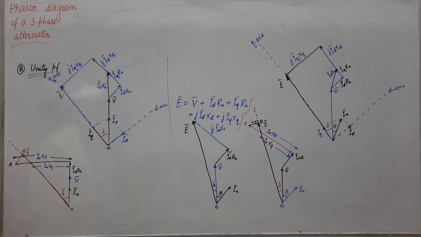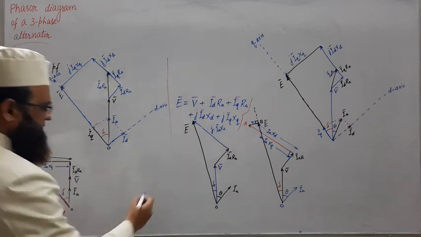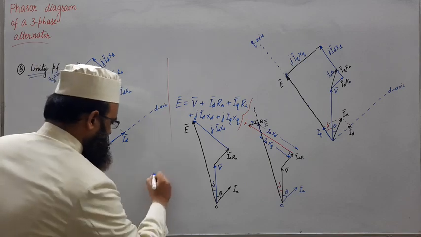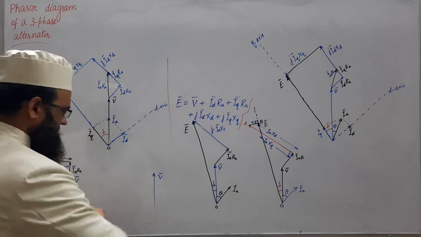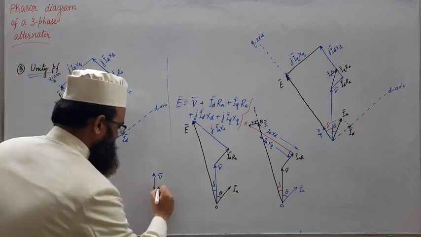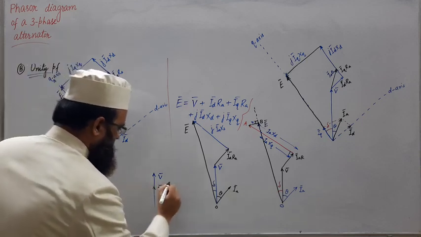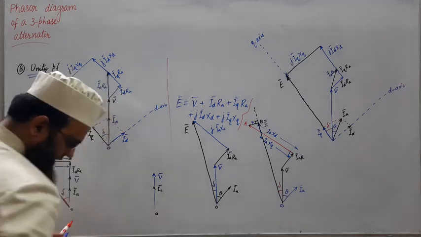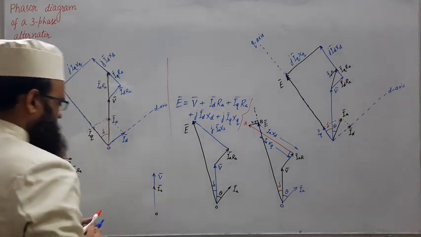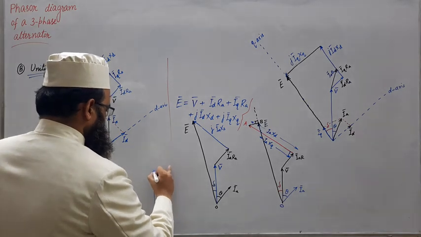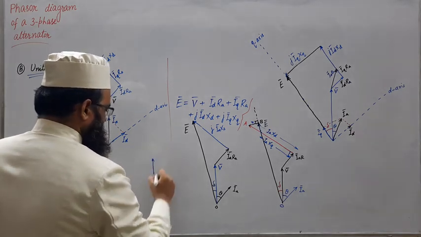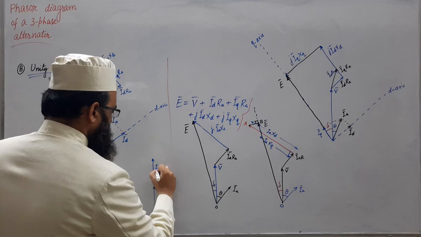Now come to the cylindrical. So for cylindrical I am drawing here. So this is our V phasor. This is our IA phasor in the same phase. Let us take this as O point. Now the next step is to draw the IARA drop. So it is obviously in the same phase as that of IA. So this is IARA drop.